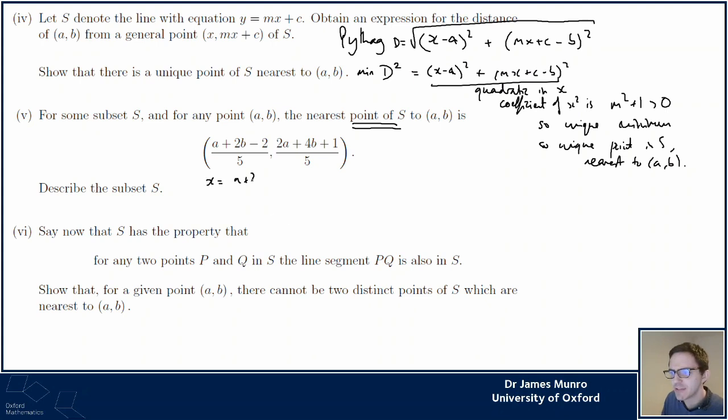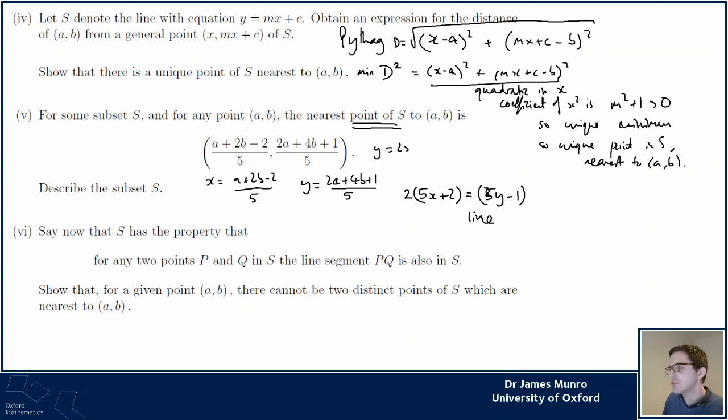They've got x coordinate (a plus 2b minus 2) over 5, and they've got y coordinate (2a plus 4b plus 1) over 5. After staring at these equations a little bit, I spotted that this one involves a plus 2b, and this one involves 2a plus 4b, which is double. So if I want to exploit that, I could write 5x plus 2 is a plus 2b, and 5y minus 1 is 2a plus 4b. That's double that. This is the equation of a line. So all these points lie on the line y is 2x plus 1.